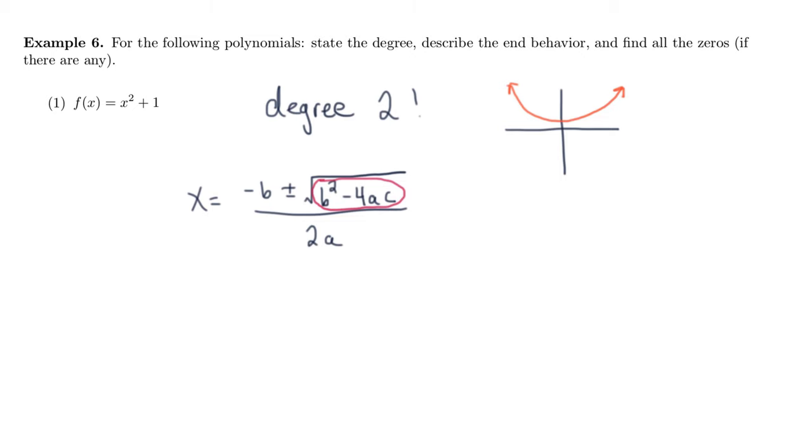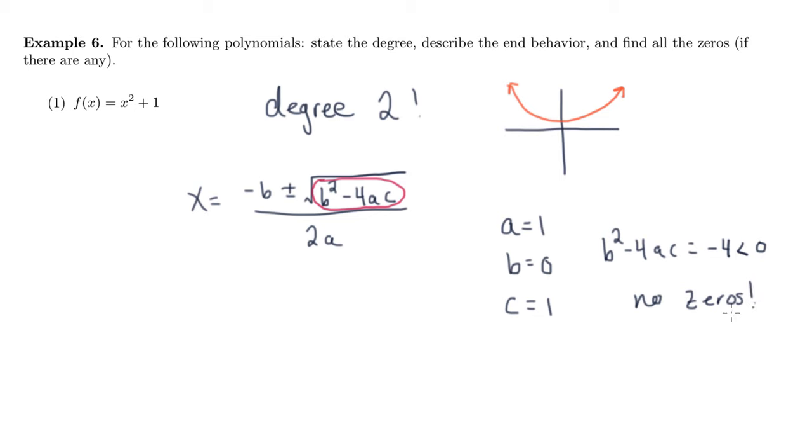But look at the discriminant here. First of all, let's note what a, b, and c are. So a is the coefficient of x squared, so a is 1. b is the coefficient of just x to the first, which is 0. And then c is the constant term, which is 1. So b squared minus 4ac is actually negative 4, which is less than 0. So there are no zeros for our function because the discriminant is negative.